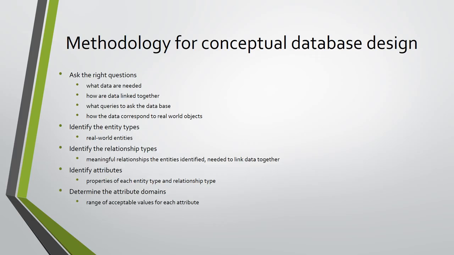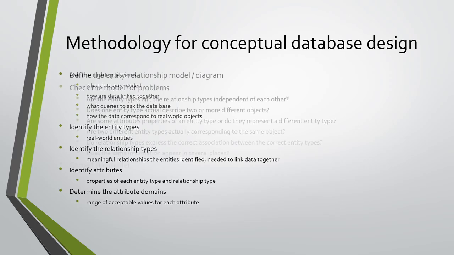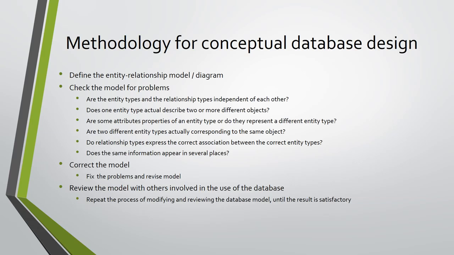Step 4. Identify attributes. What are the properties of each entity type and relationship type that are needed? Step 5. Determine the attribute domains. What is the range of acceptable values for each attribute? Step 6. Define the entity relationship model and draw the entity relationship diagram. Step 7. Check the model for problems.